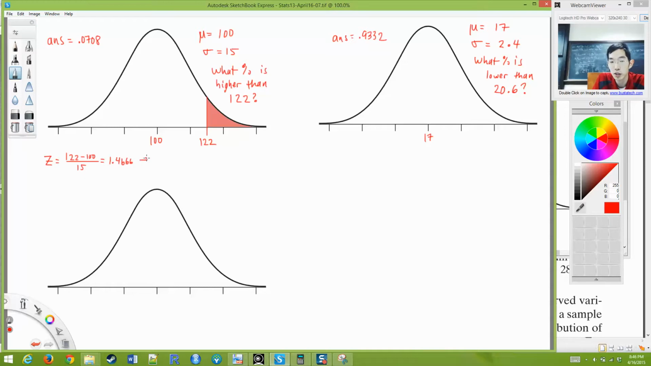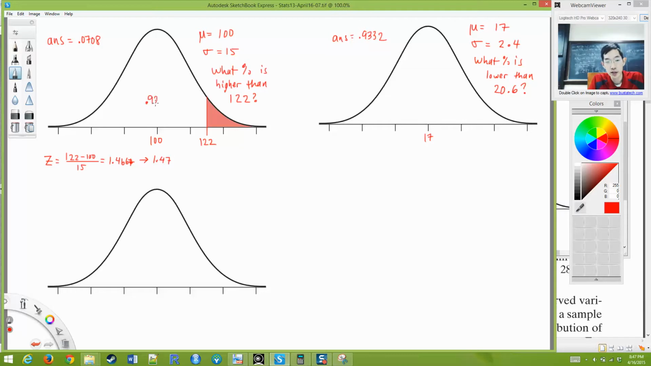Okay, when we go to our table, we have to round off to 2 decimals. So we're going to round off to 1.47. Okay. Now, again, we can look up 1.47, and if we do that, we get 0.9292, but that is always the area to the left.